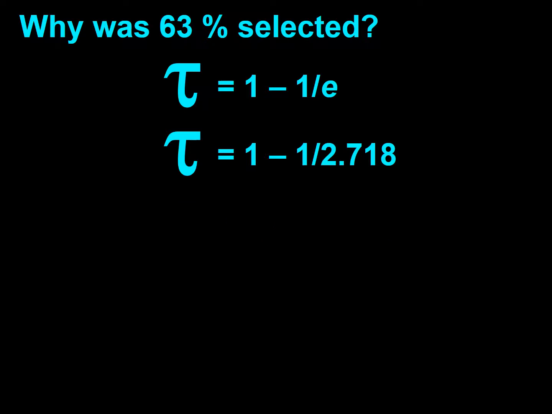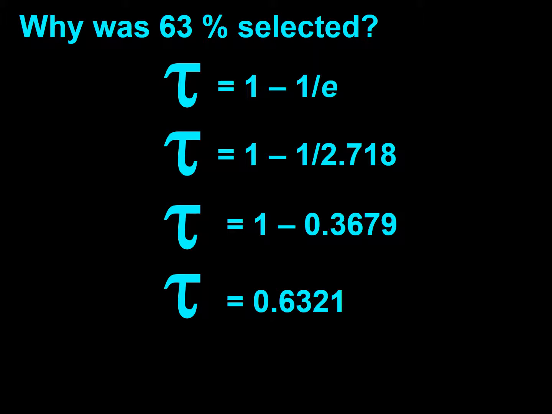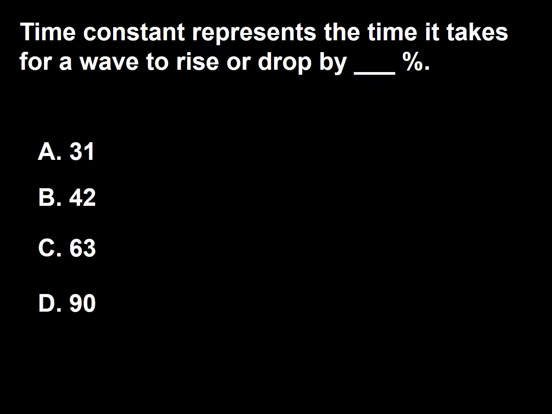So the execution of the operation in this frame, that is dividing 1 by 2.718, is 0.3679. That when subtracted from 1 yields 0.6321. So it was rounded to 63%. So the answer to this question is C, 63.